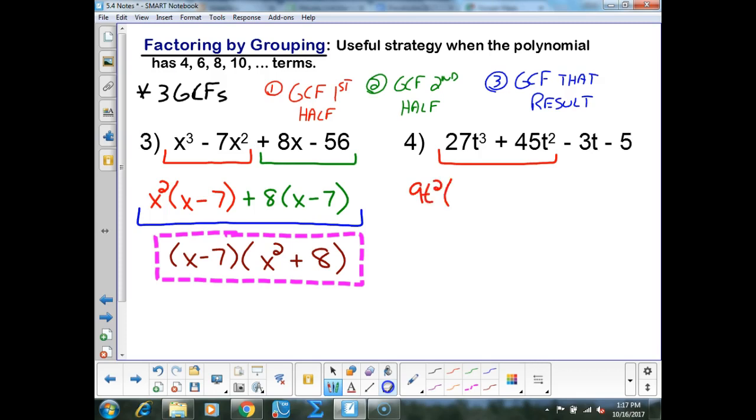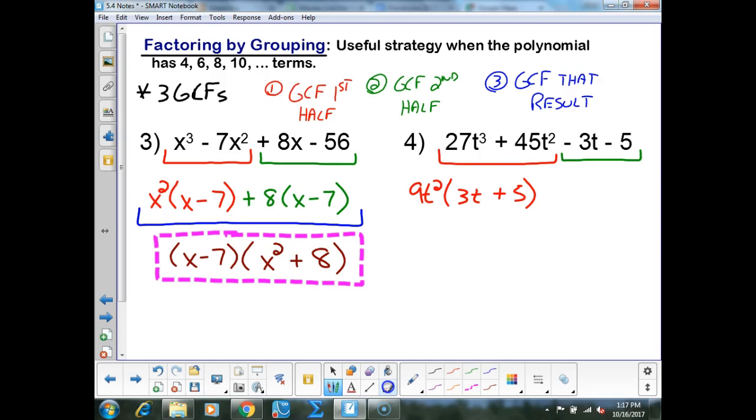What's left over? 3t plus 5. Okay. Looking at those last two, is there a perfect square? No. So what can I factor out?